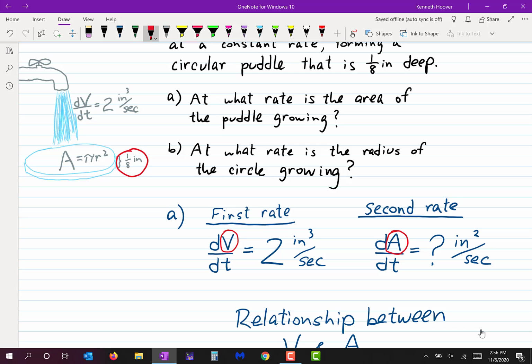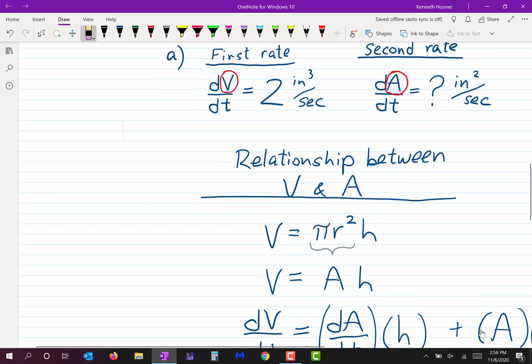How do I know it's not changing? Because in the problem it says the circular puddle is 1/8 of an inch deep. It doesn't say that that is changing. Okay? So, H is 1/8 of an inch. 1/8 is a constant or variable? It's a constant. So H is a constant.